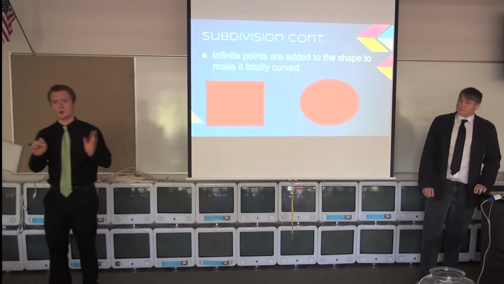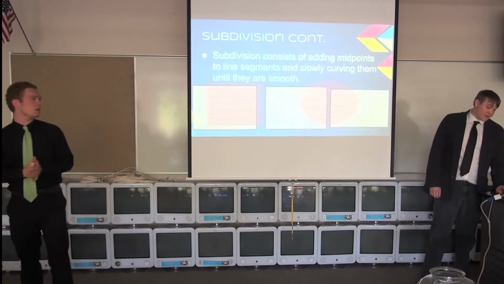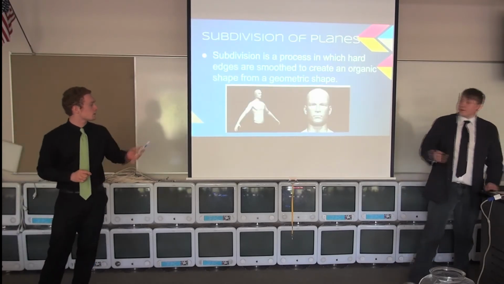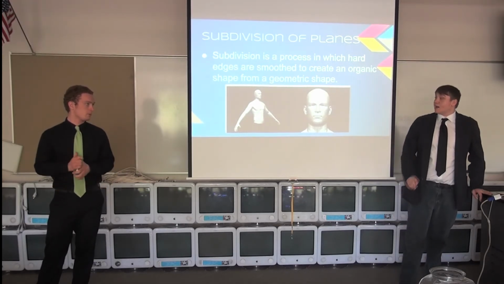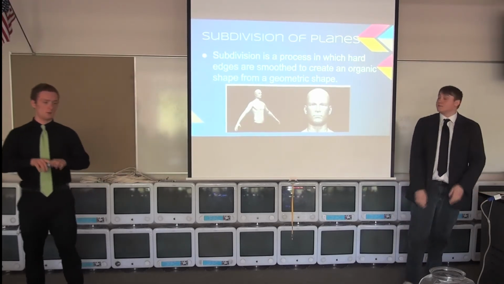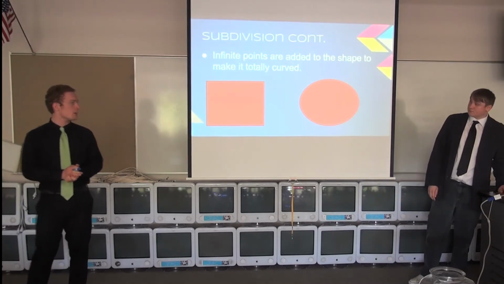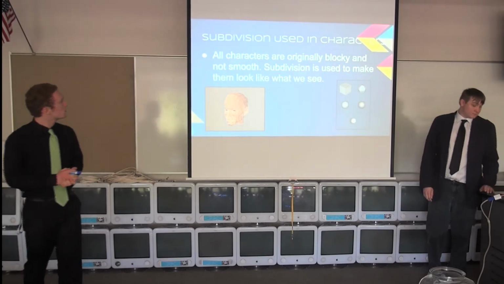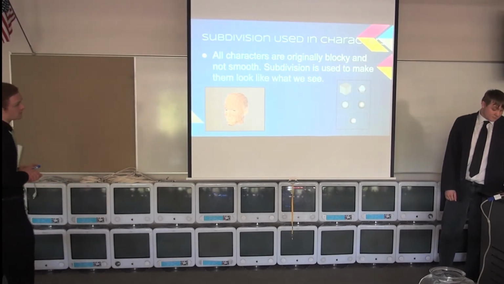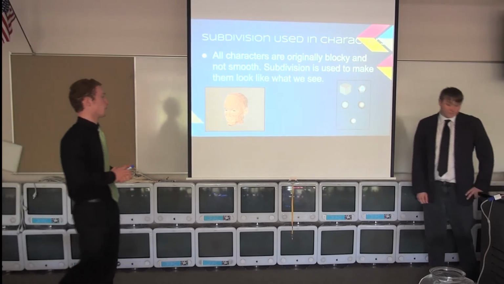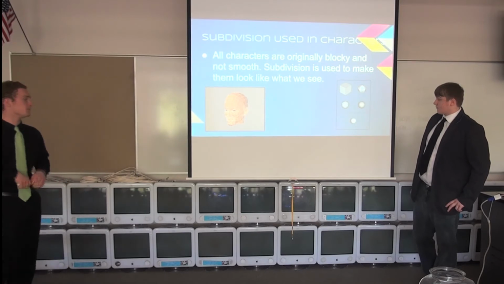If you look at before they animate these movies, they have those kind of blocky shaped things. Go back to that. You can see it's just a bunch of squares and his face looks really blocky, and as they go on, they smooth it out, and it eventually turns into what you see in the movie. So all characters are originally blocky and not smooth. Subdivision is used to make them look like what we see there, a cube turning into a sphere.